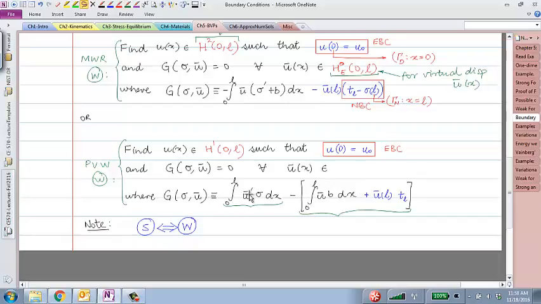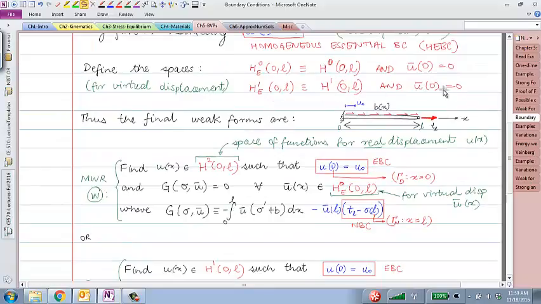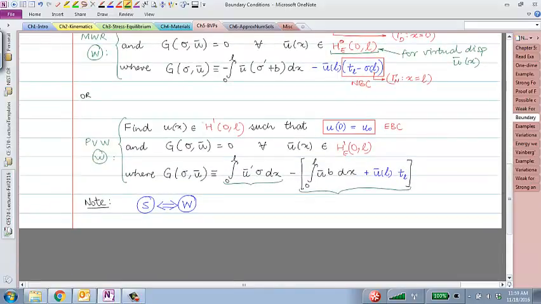U bar has one derivative, so it has to be H1, definitely, between 0 to L. Something else? E. E, because in addition to being in H1, it has to have the virtual displacement go to 0, and that is the space we are calling H1E. So once again, this is the space for real displacement, and this is the space for virtual displacement.